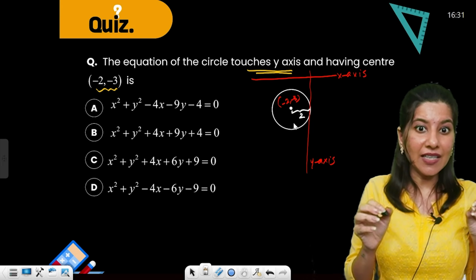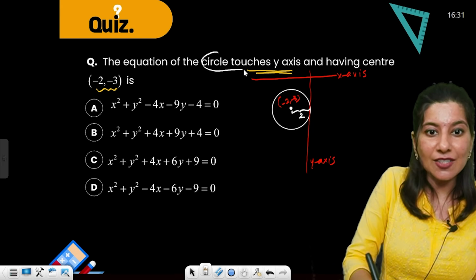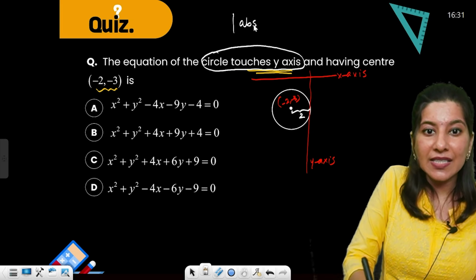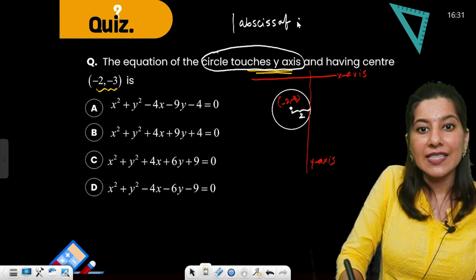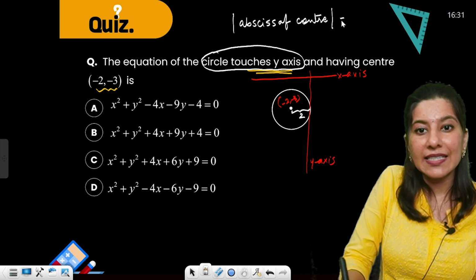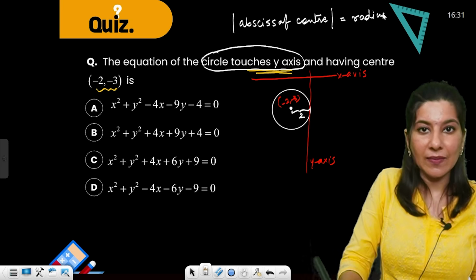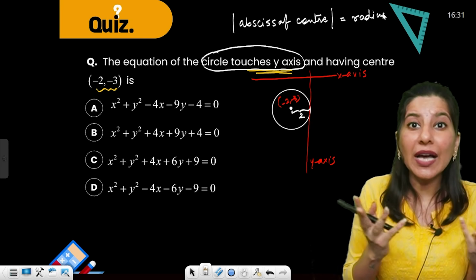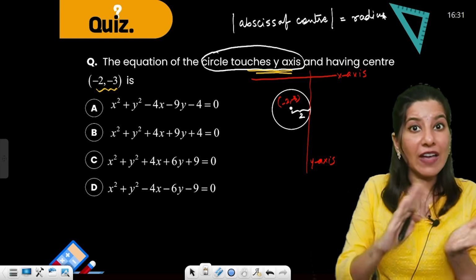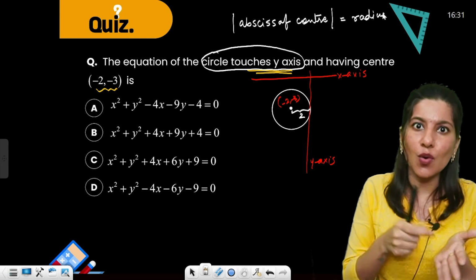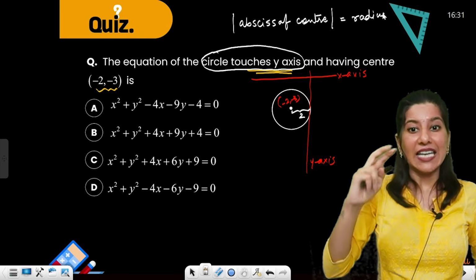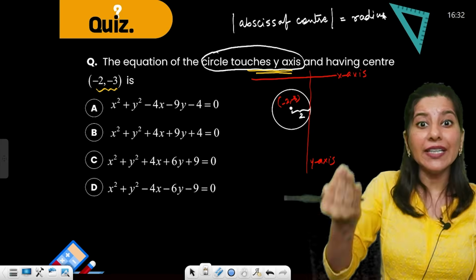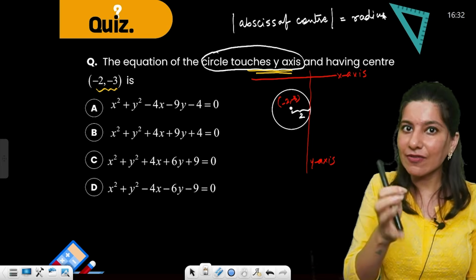So, in the case of a circle touching the y-axis, the modulus of the abscissa of the center is equal to the radius. If any circle is touching the y-axis, then take the modulus of the abscissa of the center. Abscissa is what? X coordinate. Remember it. And again, if it is touching the x-axis, then the modulus of the ordinate of the center will be the radius. That is the y coordinate.